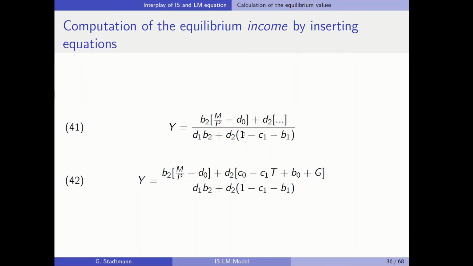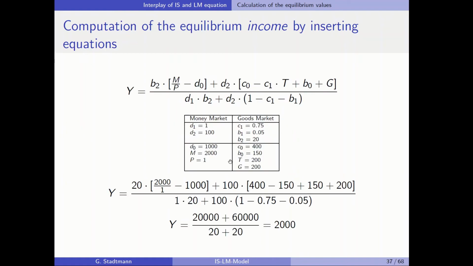Now we can once more use our definition. We use our definition for the square brackets with the 3 dots, and then we get to equation number 42. And here we have an expression for the equilibrium income level. You can see here that the right-hand side does not depend on the interest rate anymore, and all these parameters and variables are known. We only have exogenous variables on the right-hand side, or parameters.